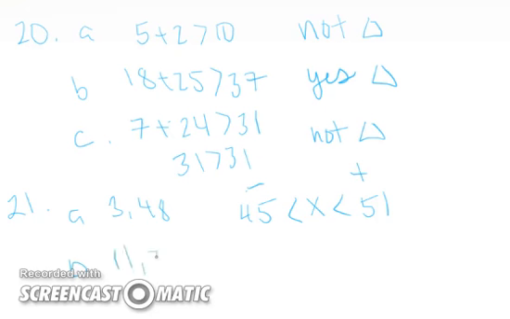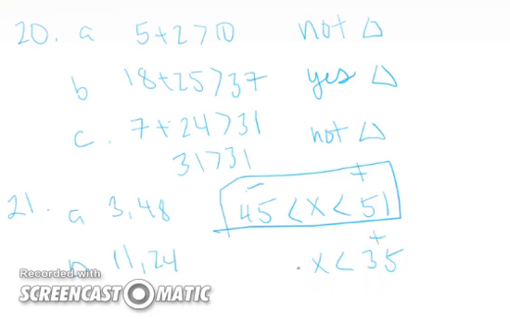The next one's 11 and 24. So this is our answer, by the way. We're going to add them together, and we get 35. And when we subtract them, we're going to get 13. And as long as 11 plus 13 is 24, that means it has to be bigger. And 11 plus 24 is 35, that means x has to be smaller.